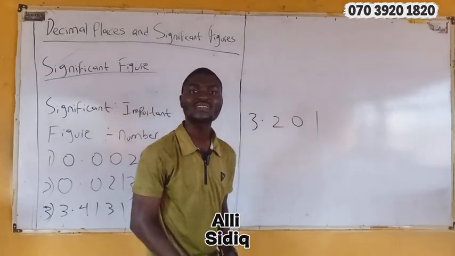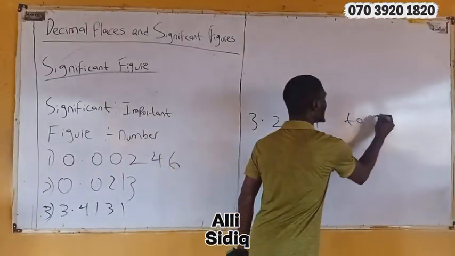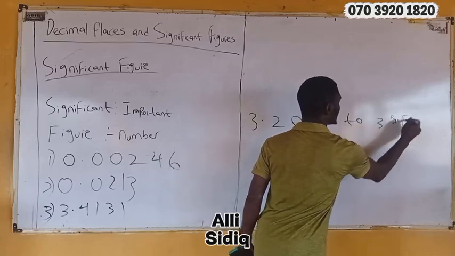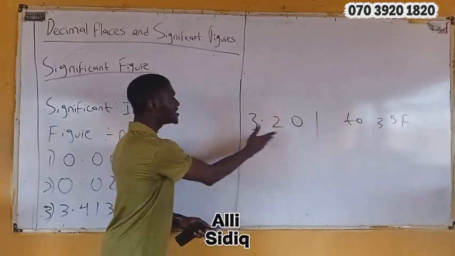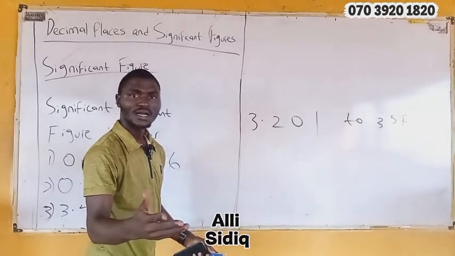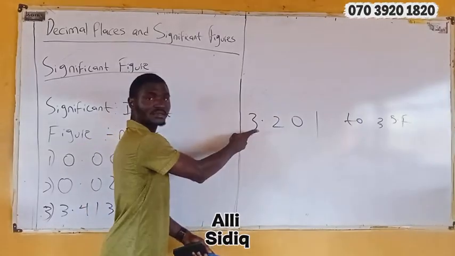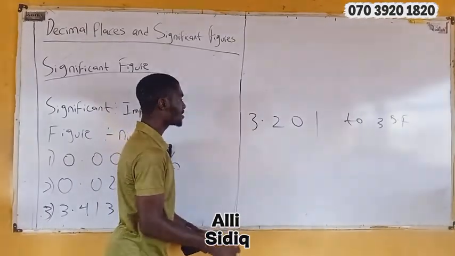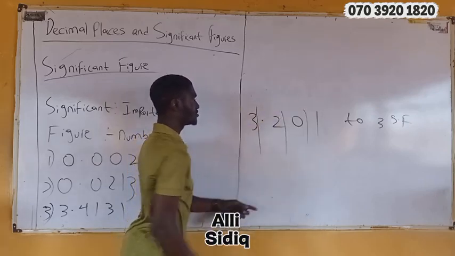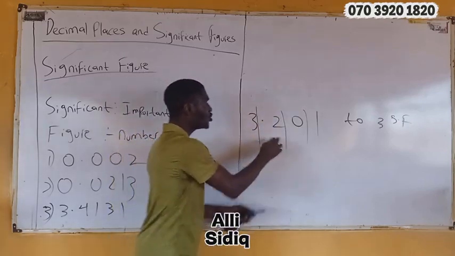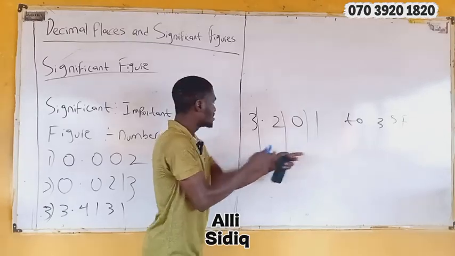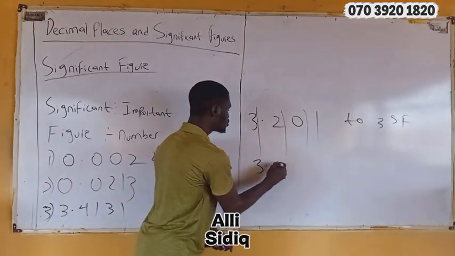Let me say to 3 significant figures. Take this to 3 significant figures. And I told you I'm going to start from the number that is a non-zero, 3. Imagine I start from here: a non-zero, 1, 2, 3. In as much as my boundary captures this 0, then my answer will be 3.20.